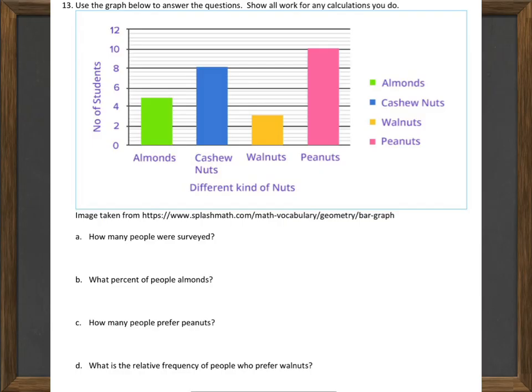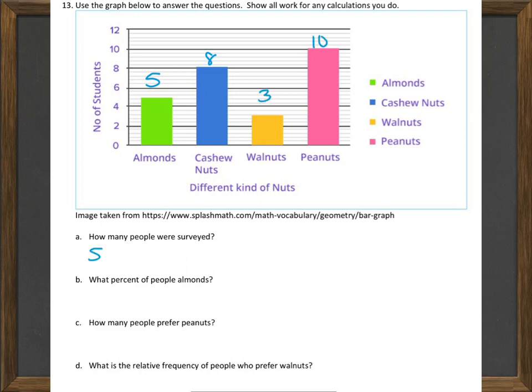So number 13, this time we have a bar graph. We're working with categorical or qualitative data. And it shows the different kinds of nuts that are preferred by different students. Okay, and the first part of the question says how many people were surveyed. Well, how can we figure that out? Well, what we need to do is we need to look at the height of the bar. So this is 5, this is 8, this is 3, and this is 10.